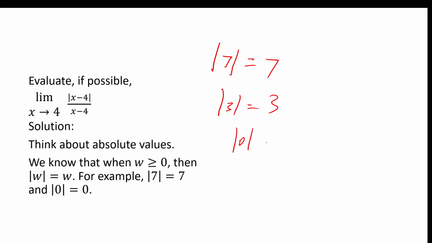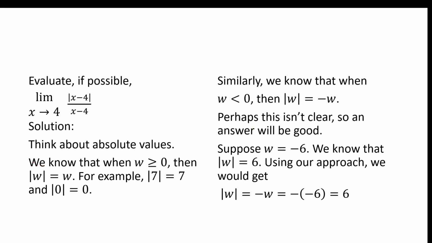And if I said, what's the absolute value of 0? You'd say 0. In other words, if the number we're putting inside is greater than or equal to 0, then the absolute value of that number is just that number. Okay. Now, this next one's a little bit different, a little bit harder to see perhaps, but let's think about it. Suppose w is less than 0.